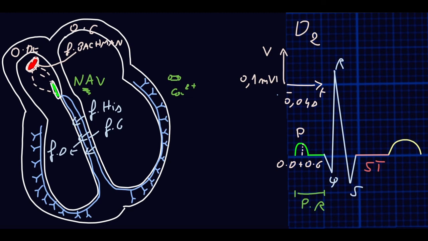Finally, the ventricle will become repolarized. The ECG will then record a T wave. The repolarization is a slow process. That's why this T wave is wide.